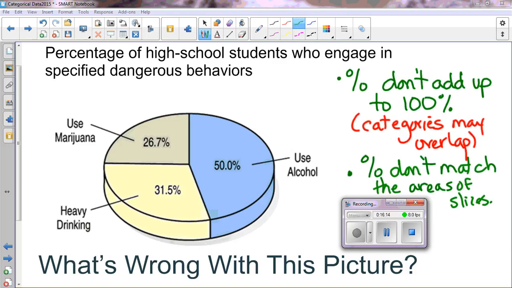You mean both of these are the same category? It's hard to distinguish between the two. I would agree with you. Does that mean they've ever used it? Does that mean that they use it every weekend? How do you define that? I agree. They're not clear, distinct categories.